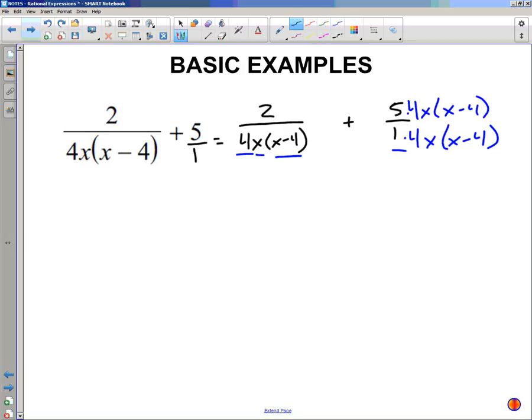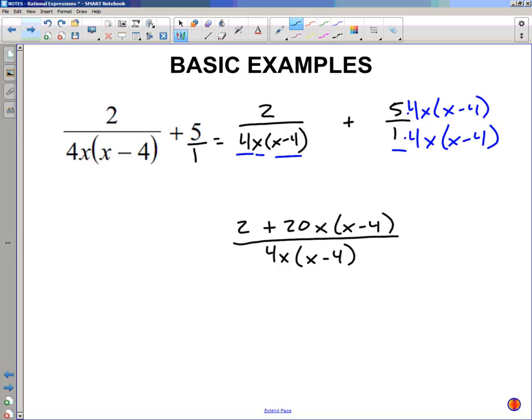All right, so now that we have a common denominator, we can go ahead and write this as a single fraction over that common denominator. Our numerators were 2 plus 5 times 4x. I'm going to go ahead and simplify that. I'll call that 20x. We can't do any canceling yet.